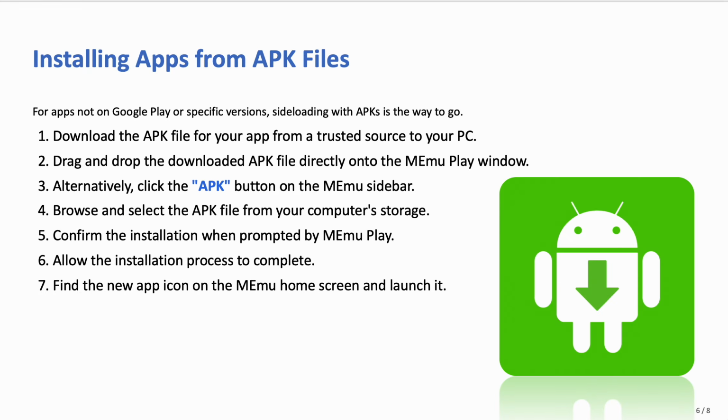Last thing, installing apps from APK files. So download the APK files from your trusted sources to your PC. Then drag and drop the files, or alternatively click the option of APK. Then confirm the installation when prompted by MEmu Play and allow the installation process to complete. Then find the new app icon on your emulator home screen and launch it. So this is the way that you can do it.